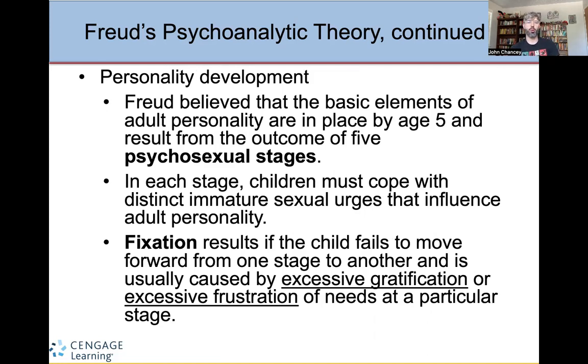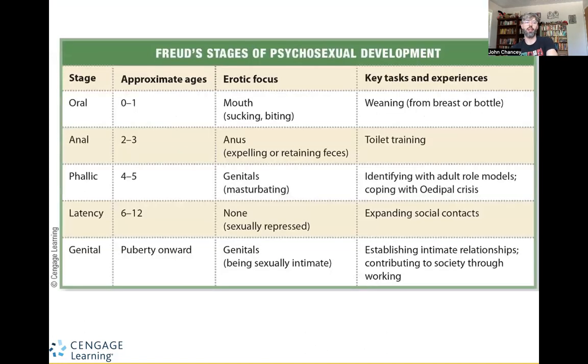So in terms of personality development, Freud believed that we develop the elements of our adult personality basically from birth till about age 5. And we have 5 different stages of development that he called the psychosexual stages. In each stage we have a conflict, a sexual urge, a release of energy that we're trying to overcome. According to Freud, if we don't resolve the conflict at each stage, we could develop what's called fixation, where we fail to move forward developmentally, and we might be fixated on one particular stage instead of going to the other.